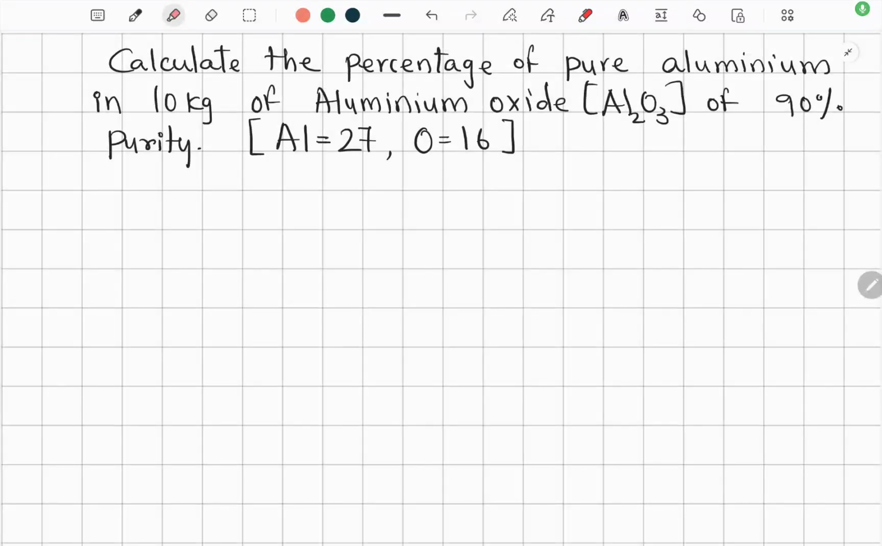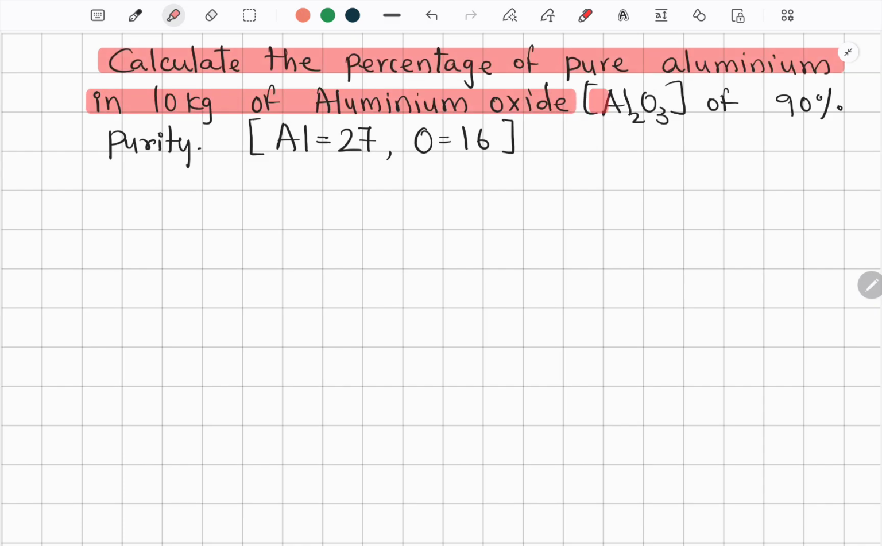Let's try to solve this question. In this question, it's been asked to calculate the percentage of pure aluminium in 10 kg of aluminium oxide. The formula is given, Al2O3, and it says the 10 kg of aluminium oxide is of 90% purity. This is a very simple question. We have to understand one more thing. Let's read this question again and understand what is the important clause over here.